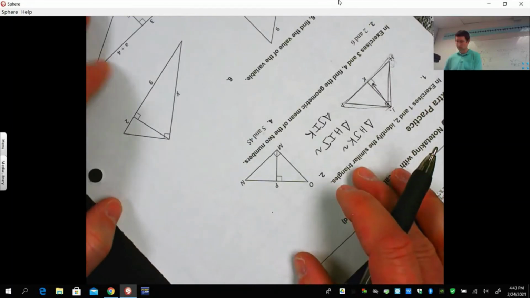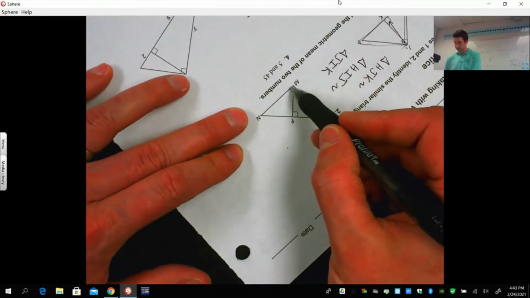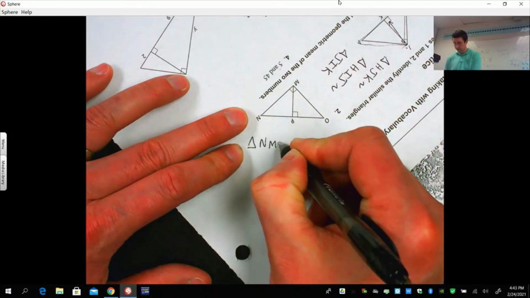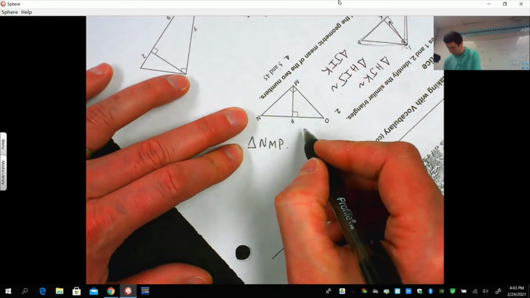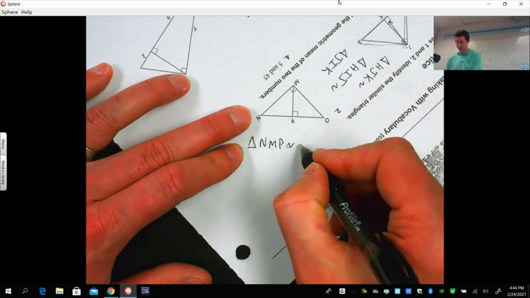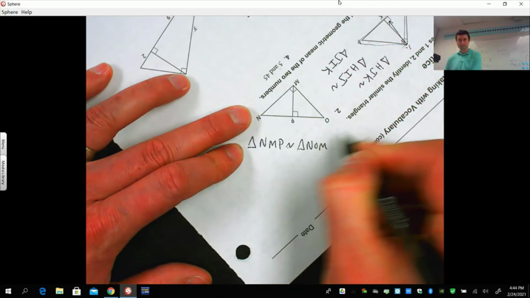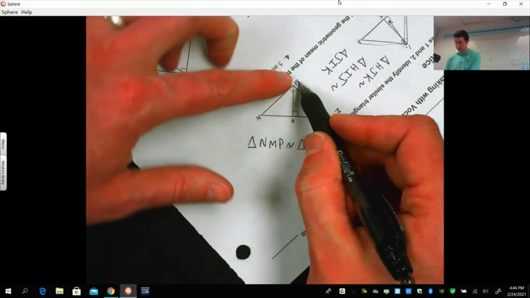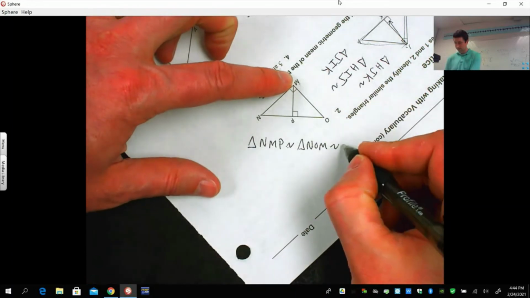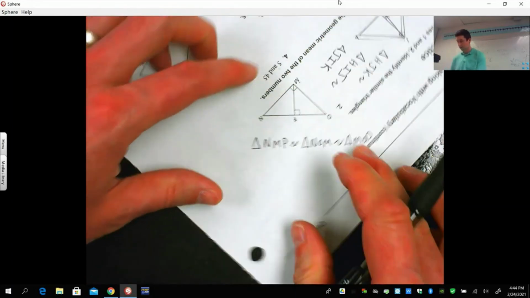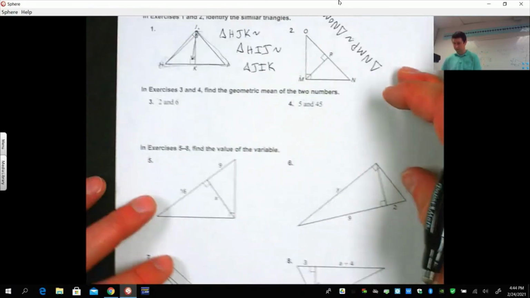Number 2, it may help if you move this around like that. So that's NMP, there's my first one, triangle NMP. Now I'm going to go the other way, triangle NOM, which is similar to, rotate up, I'm going to start with M and slide down to home plate, triangle MOP, the mop. So there are your 3 similar triangles.